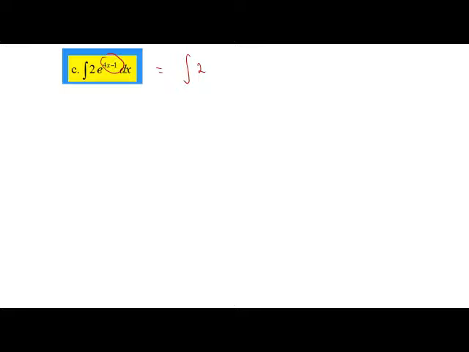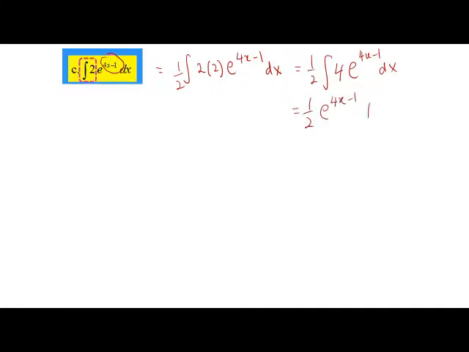2 times 2 exponent 4x minus 1 dx. But since we already multiply by 2 here, we have to divide also by 2 or multiply by half. So it will be half integration of 4 exponent 4x minus 1 dx. And then when you integrate, you're going to have half exponent 4x minus 1 plus c.